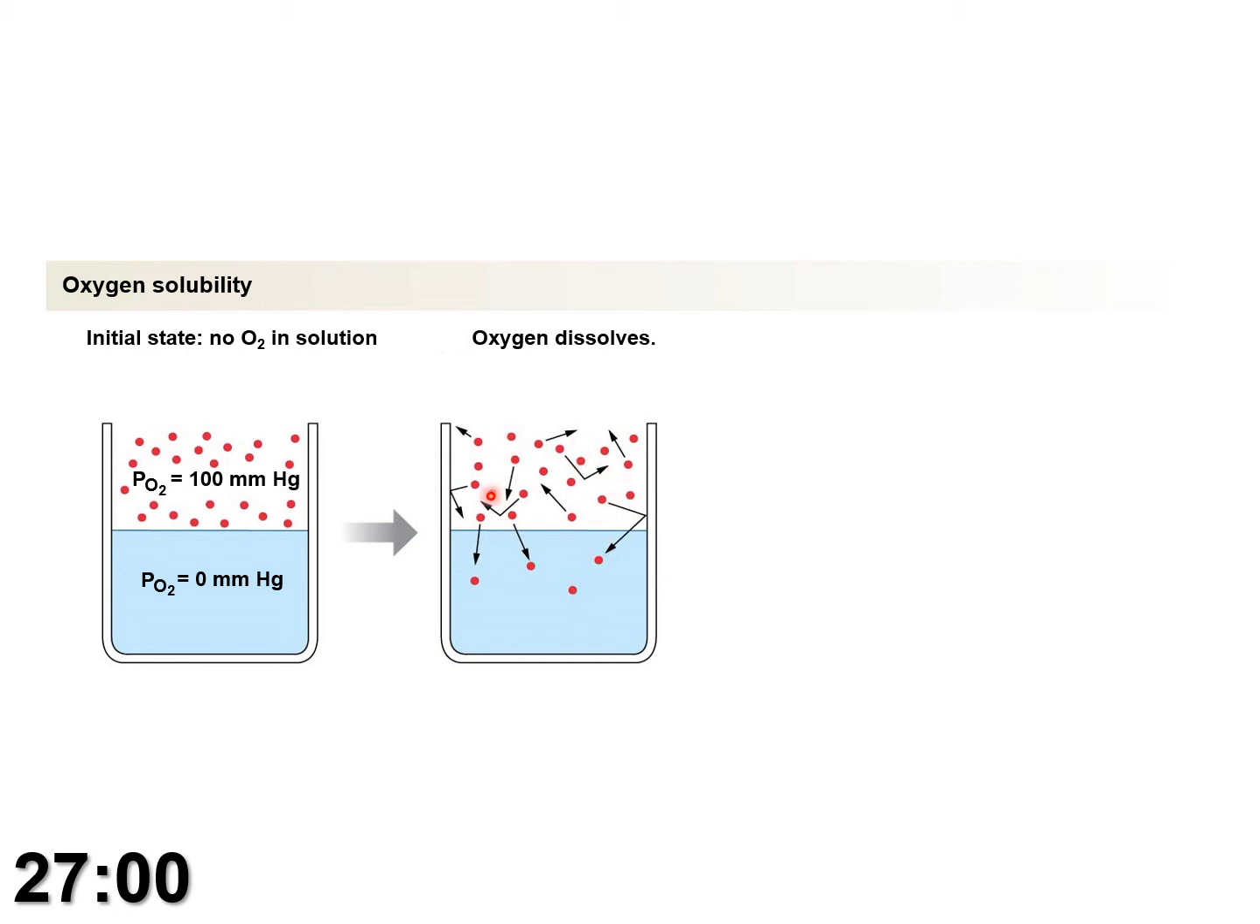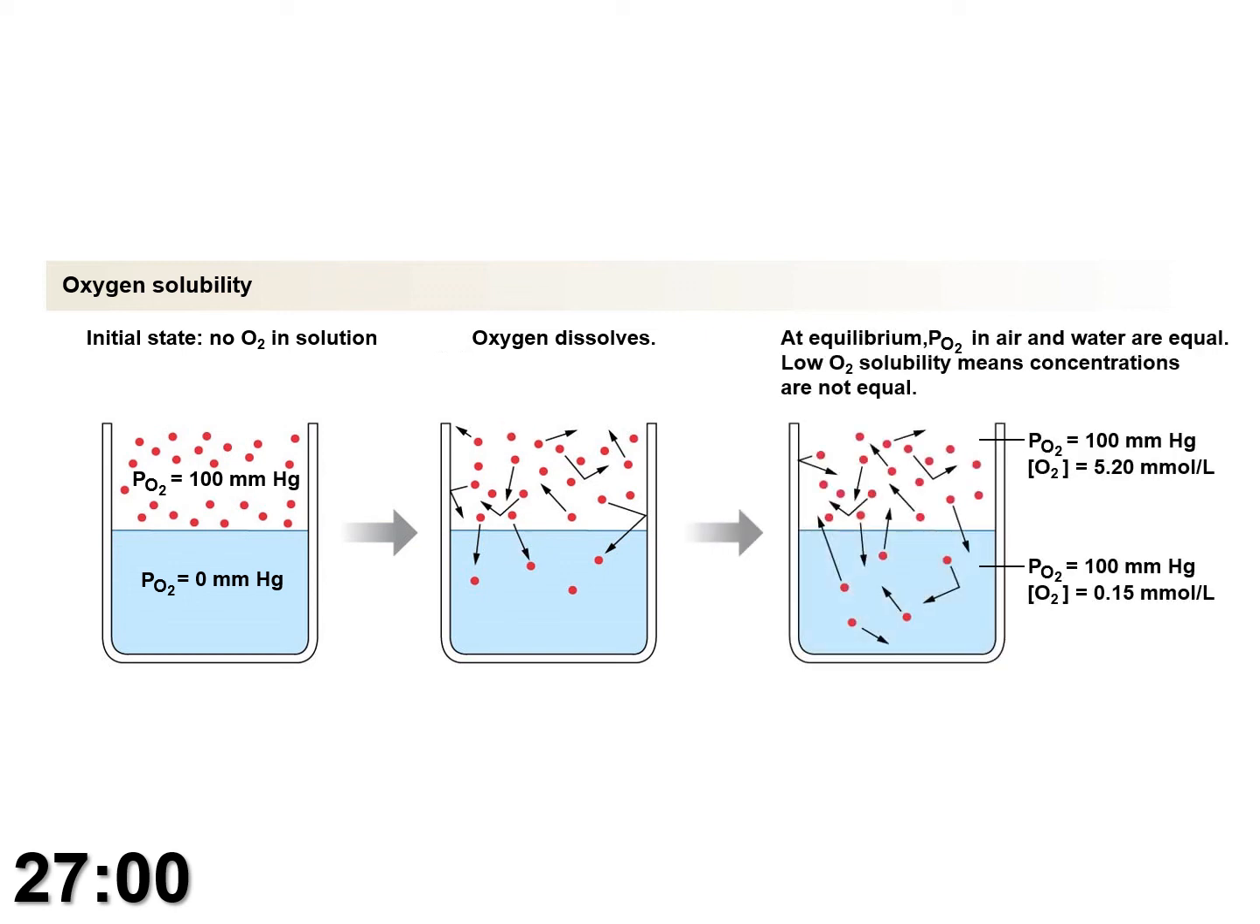Just like any other dissolved substance will, it will begin to diffuse down its concentration gradient. What will happen eventually? We'll reach equilibrium, right? Where the rate of oxygen moving out of the water is the same as the rate of oxygen moving into the water. And let's presume for a moment that we have unlimited amounts of oxygen. It's always going to be 100 millimeters of mercury. Let's just say that that's 100 millimeters. Well, when we equilibrate, we're going to be at 100 here and 100 here.